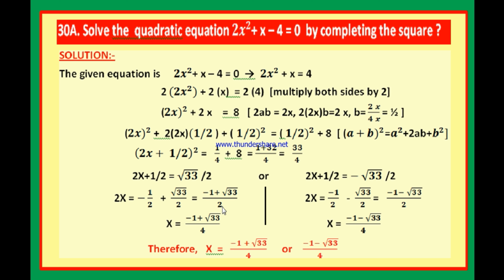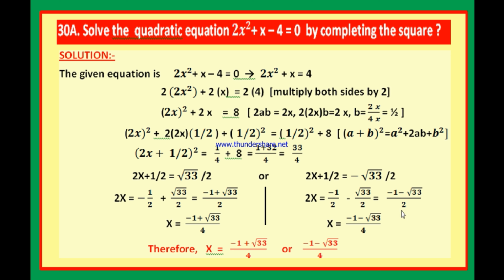For 2 and 2 LCM is 2 and the numerator is minus 1 plus root 33. Therefore x is equal to, this is 2x, take this to other side, then x is equal to minus 1 plus root 33 by this 2 into 2 is 4, this is 1x value. And on the second side 2x plus 1 by 2 is equal to minus root over 33 by 2, or 2x is equal to plus 1 by 2 other side minus 1 by 2 minus root 33 by 2.